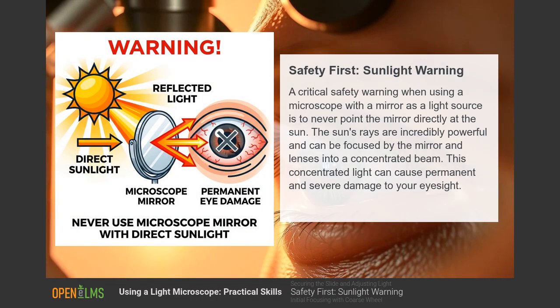Safety first, sunlight warning. A critical safety warning when using a microscope with a mirror as a light source is to never point the mirror directly at the sun. The sun's rays are incredibly powerful and can be focused by the mirror and lenses into a concentrated beam. This concentrated light can cause permanent and severe damage to your eyesight.